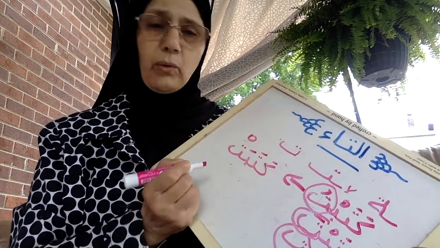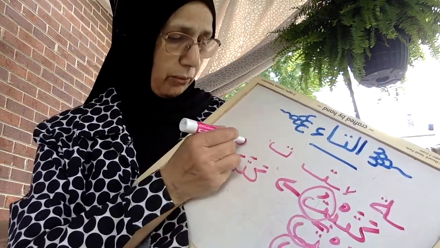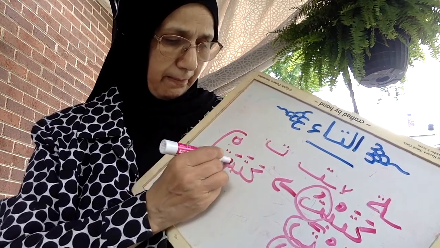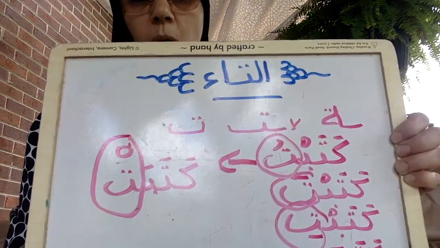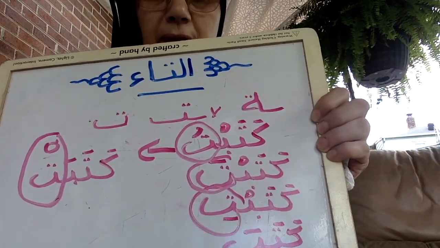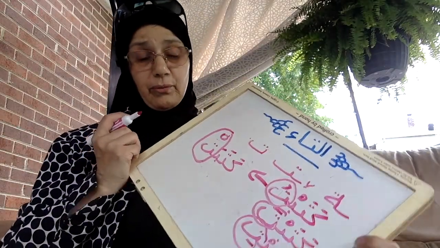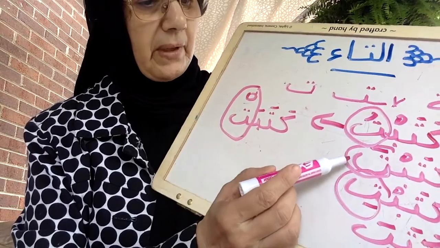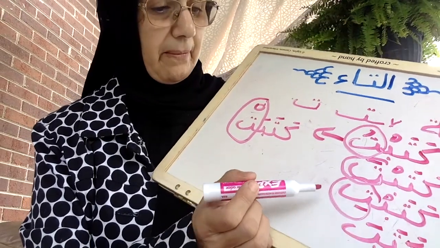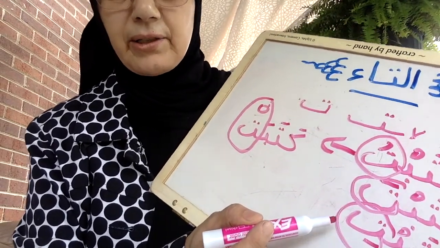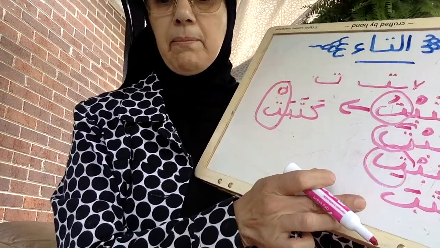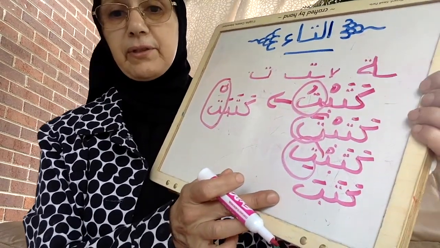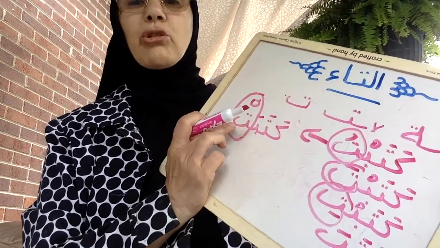Katabat. What is that here? Right there. What does that have on top of it? A sukun. Okay, so let's see. Haraka, dhamma. Haraka, fatha. Haraka, kasra. I'm not going to talk about him because he doesn't have a ta. Here, sukun is not haraka.